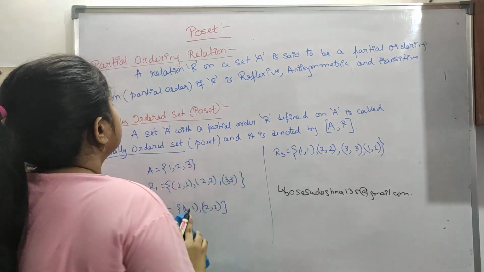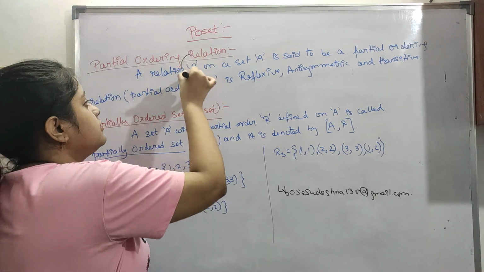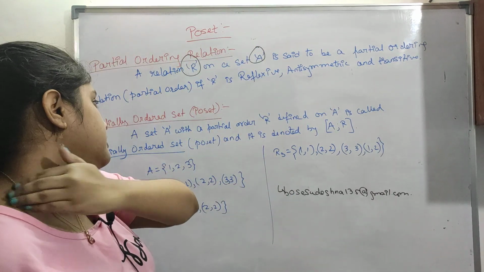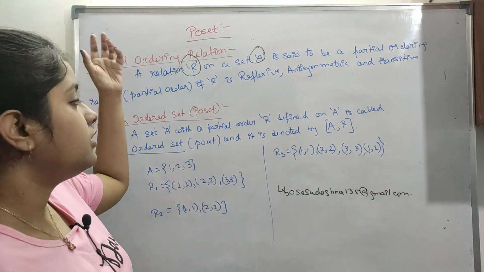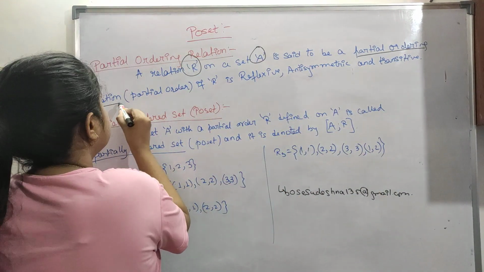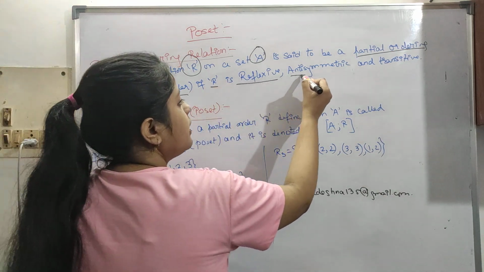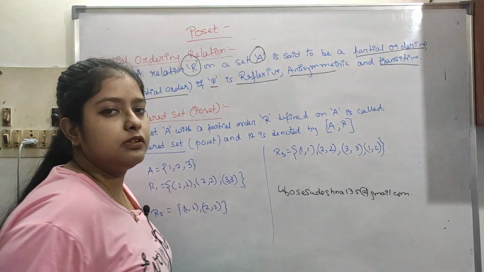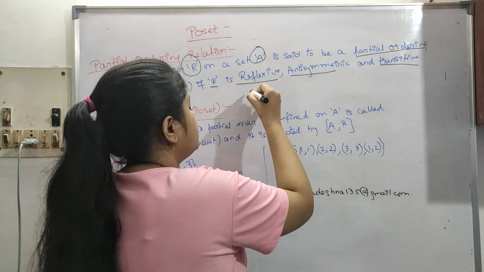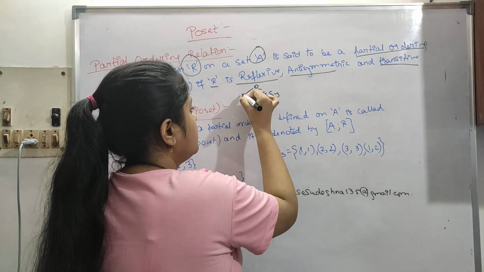So now, partial ordering relation. Our relation R is a relation on a set A. A relation on this set is said to be a partial ordering relation, or partial order, if R is reflexive, antisymmetric and transitive. In equivalence it was reflexive, symmetric, transitive. Here, in place of symmetric it is antisymmetric, so it has to be reflexive, antisymmetric and transitive.